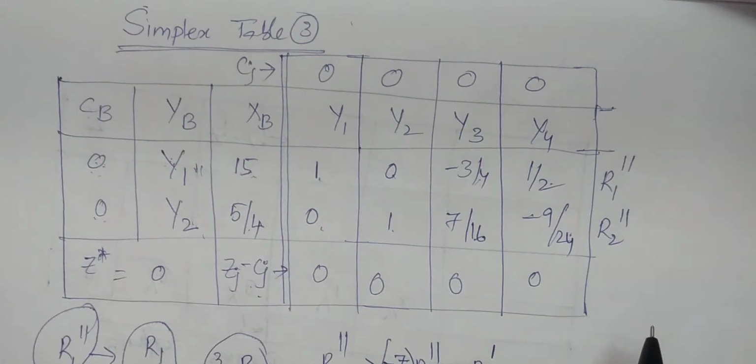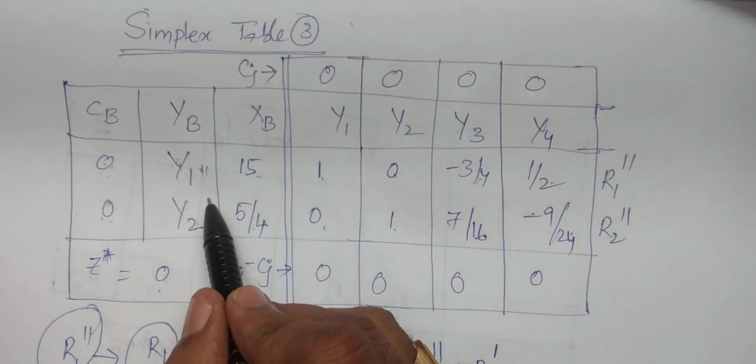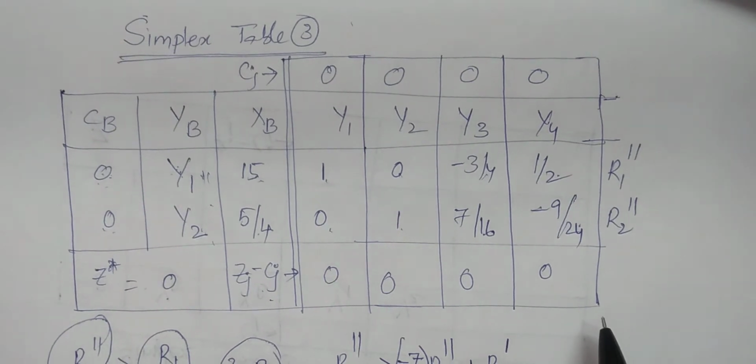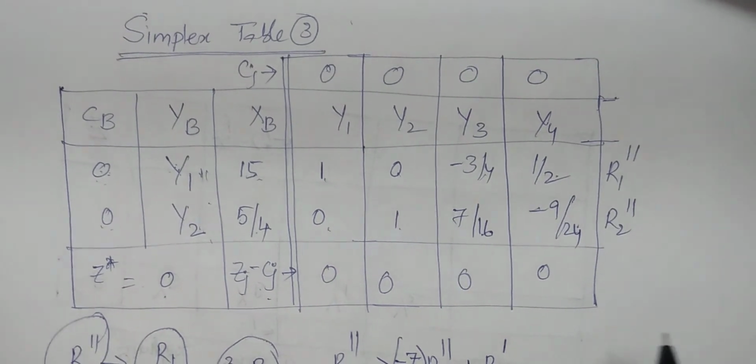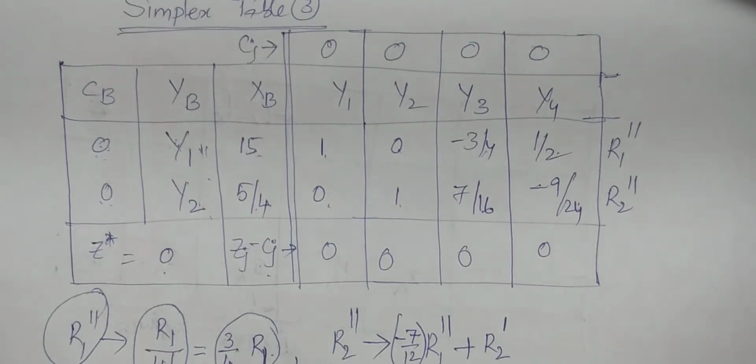Do you understand? Z star is 0, no artificial vector appears on the basis, and all Zj minus Cj are greater than or equal to 0. That is 0 here particularly. So therefore, now we can go to phase 2. What we have to consider in phase 2? So I am considering phase 2.